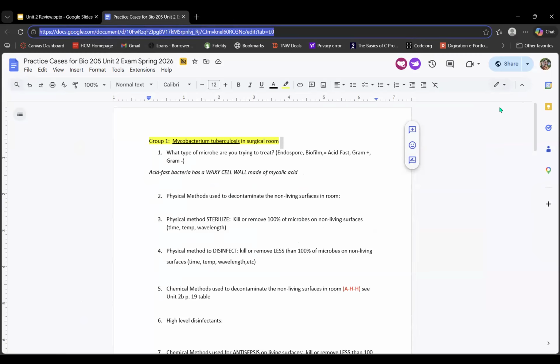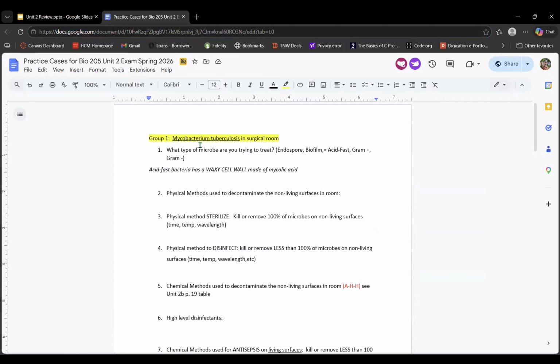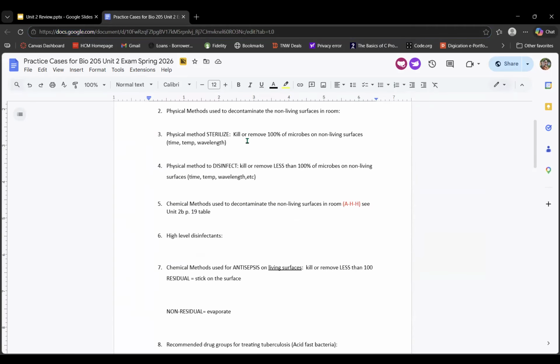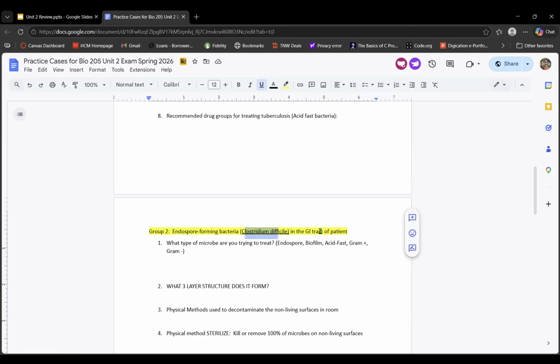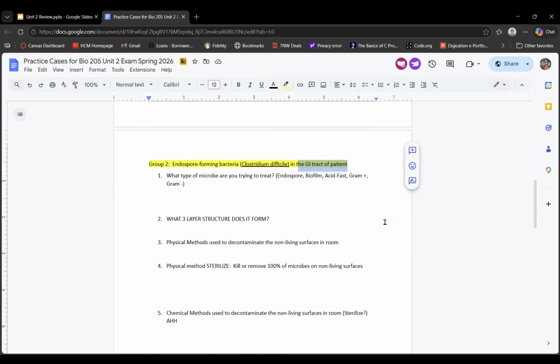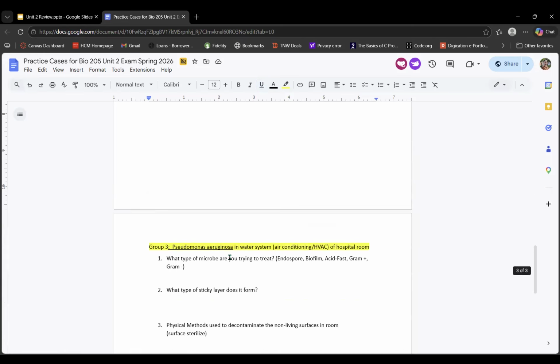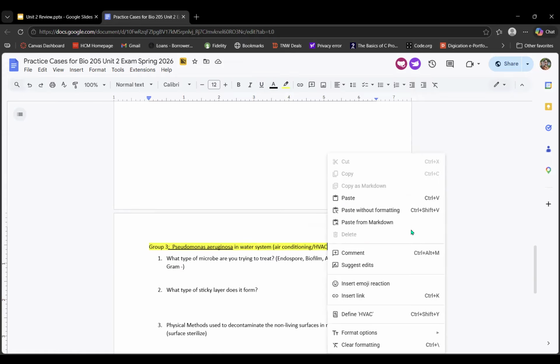The way I've phrased these is I've given you three scenarios with three different bacteria. I gave you Mycobacterium tuberculosis in a surgical room. Another scenario, endospore forming bacteria like Clostridium difficile in the GI tract of a patient. And then a third scenario of Pseudomonas aeruginosa in a water system, i.e. air conditioning or HVAC of a hospital room.